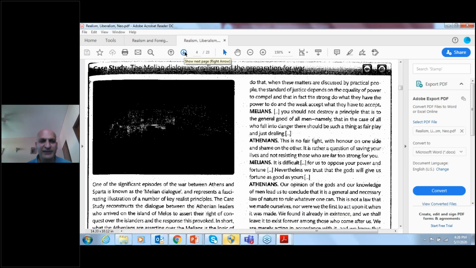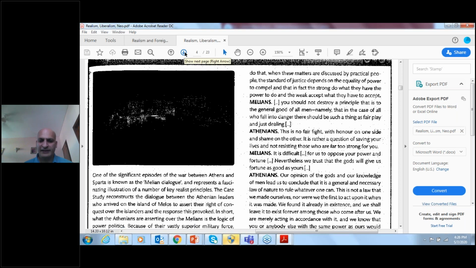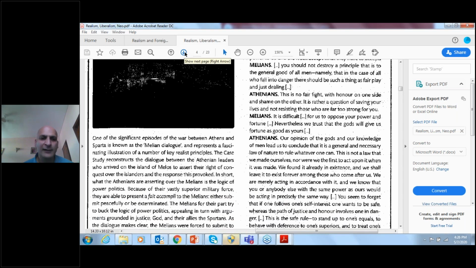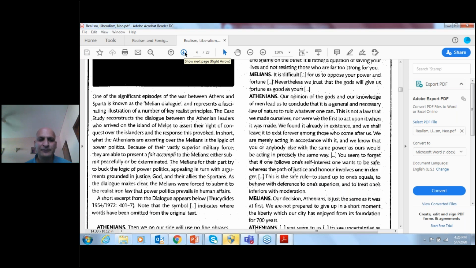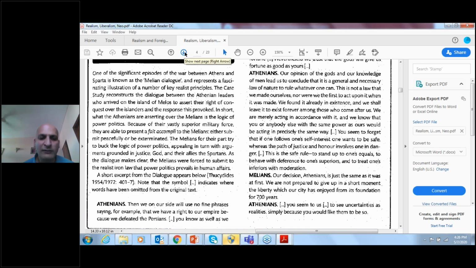Okay, I want to present to you one of the main dialogues of realism. This dialogue has been taken from the history of the Peloponnesian War. It is a dialogue between Athens and an island called Melos, the Melians. It's called the Melian dialogue. I'll send you across these two readings so that you can have a better look. Unfortunately, I don't have your emails right now.